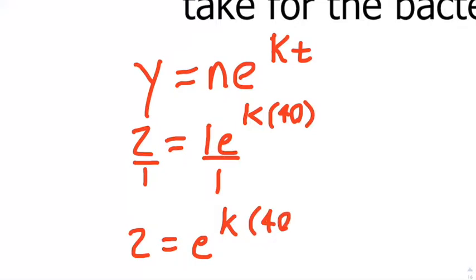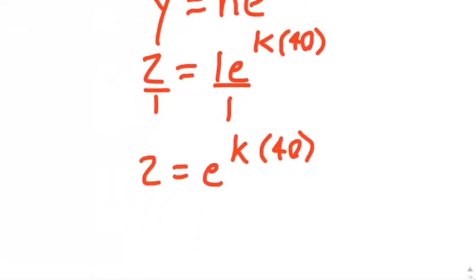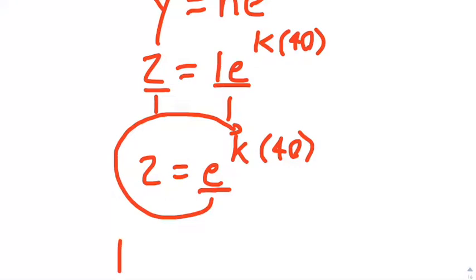Now, the second step here to find the k value, we're going to have to switch forms. We have an unknown in the exponent, so we have to use logs for this. So we're going to do log base e of 2 equals that entire exponent. Log base e is basically a natural log. So natural log of 2 equals 40 times k.